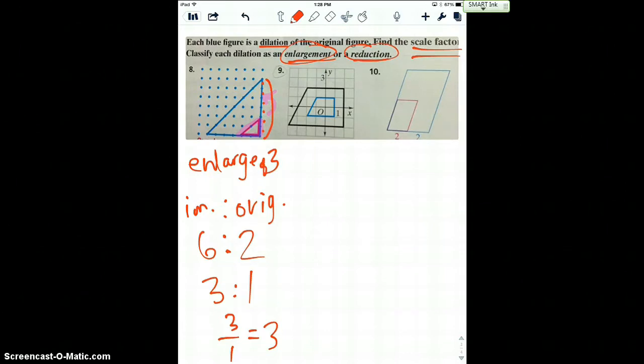Okay, let's look at number 9. This one, remember the blue figure is the dilation of the original. So the original is on the outside here. It got smaller, so I'm going to say it's a reduction. And then I need the scale factor, so I need image versus original. The image, I'm just going to go straight to this part, has a length of 2. And then outside here, corresponding side has a length of 4. So my scale factor is 1 to 2, or 1/2.